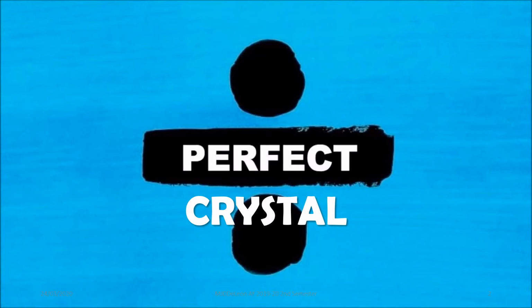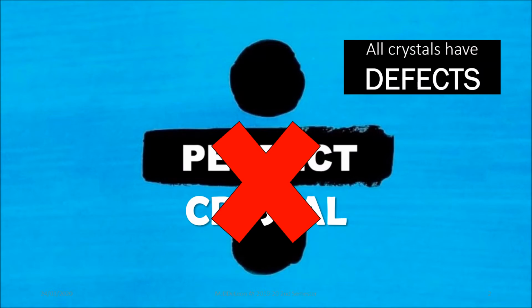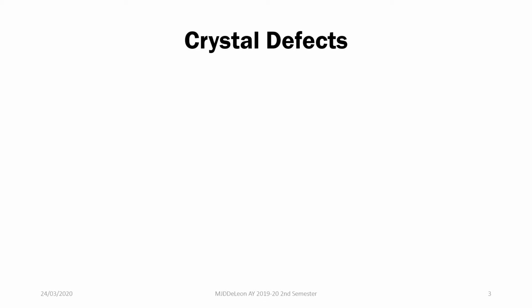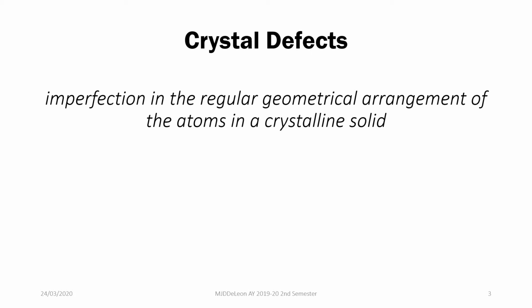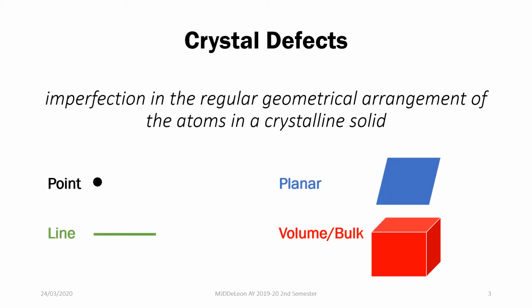So first, we must remember there is no such thing as a perfect crystal. All crystals have defects. These defects are imperfections in the crystallinity or the regular geometrical arrangement of the atoms in a crystalline solid. This can be either 0 dimension, 1 dimension, 2 dimension, or 3 dimension, and these are represented by point, line, planar, and volume or bulk defects for the 0, 1, 2, and 3 dimensions respectively.